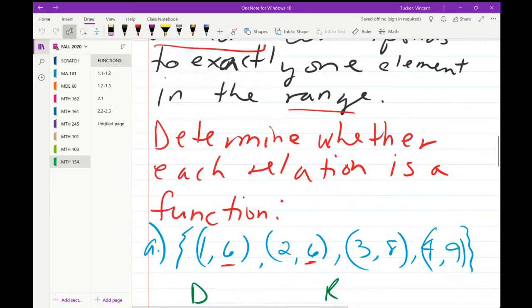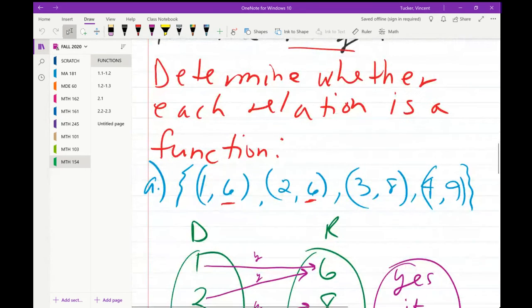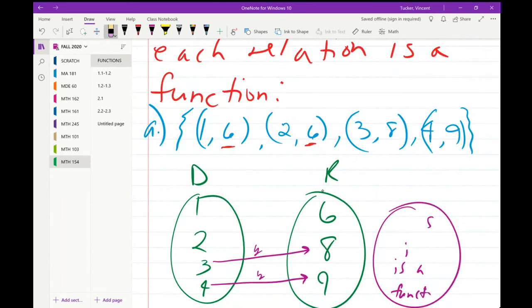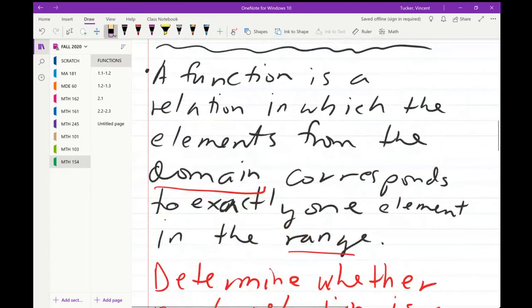All right. So determine whether each relation is a function. You have (1, 6), (2, 6), (3, 8), (4, 9). So what we're going to do is look at each one individually. Now remember, going back to the definition, a function is a relation in which the elements from the domain correspond to exactly one element in the range.